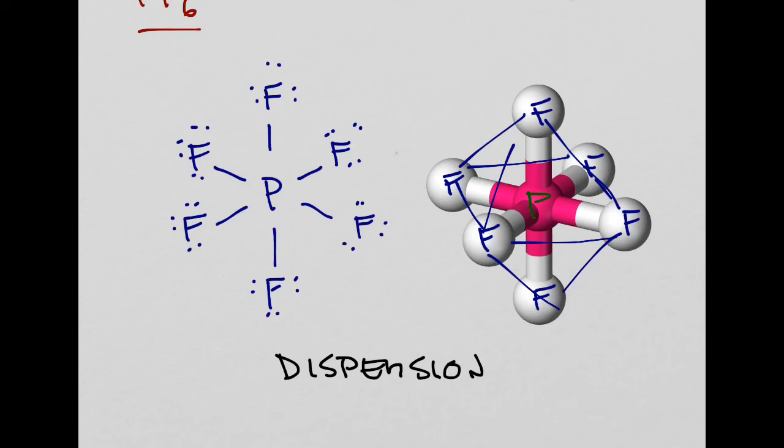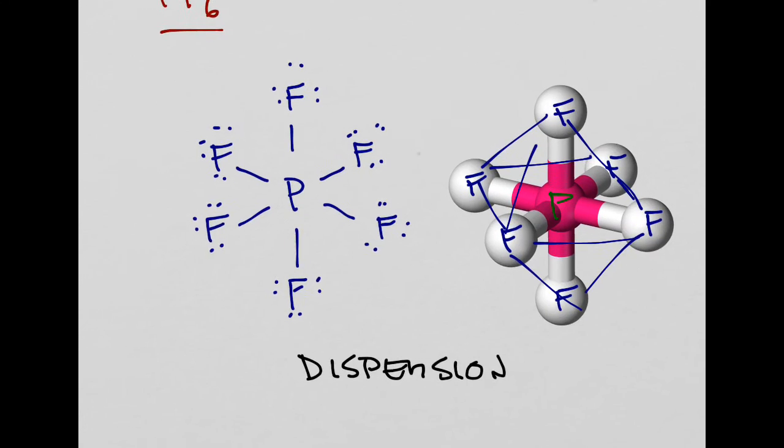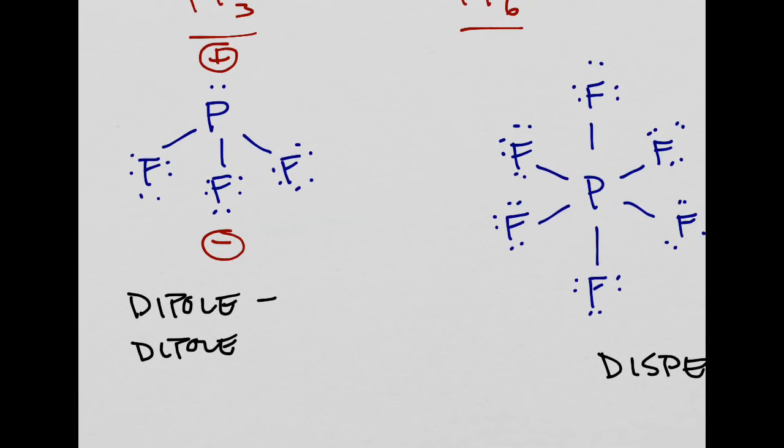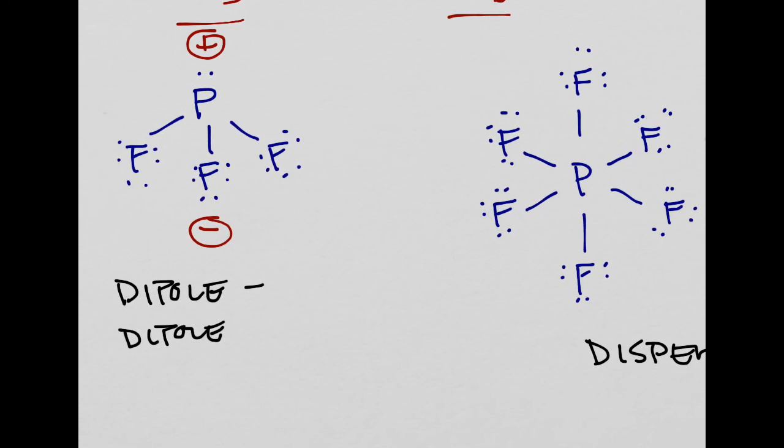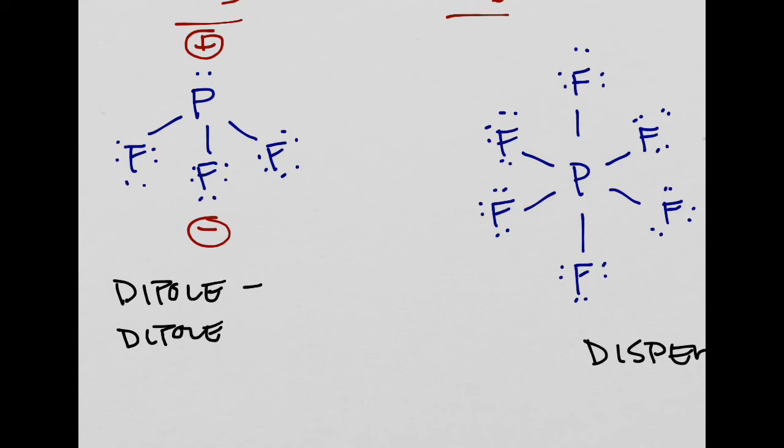If we have dispersion forces here, and that's the only thing in play, and over here we had dipole-dipole, then if you were to judge which one is going to have the stronger intermolecular forces, obviously you would say that the PF3 is going to have the stronger intermolecular forces because it has dipole-dipole as opposed to the weaker dispersion.